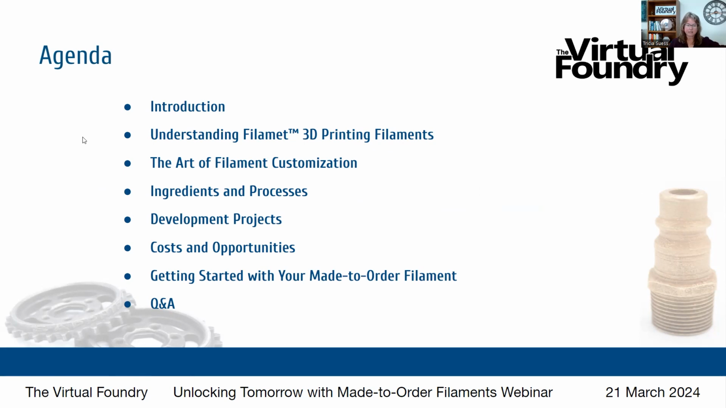A lot of what I just said, we're going to tell you the basics of the 3D printing filaments, the materials that we make already, so you understand the base of where these custom materials come in, what that process looks like, the ingredients that are involved, different types of projects that we can get involved with you. What are those costs? We'll tell you that right up front. And then how to get started with your own made-to-order filament.